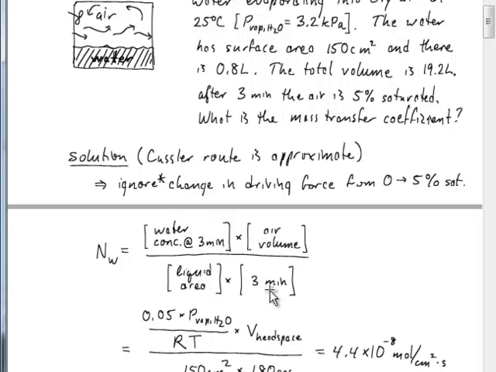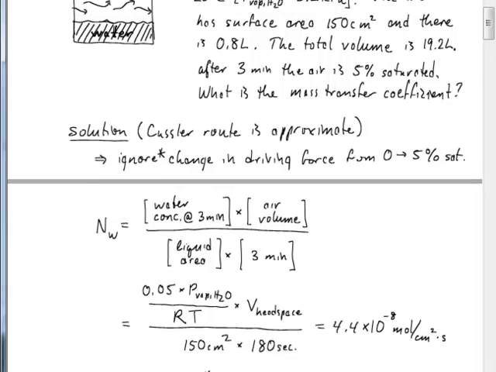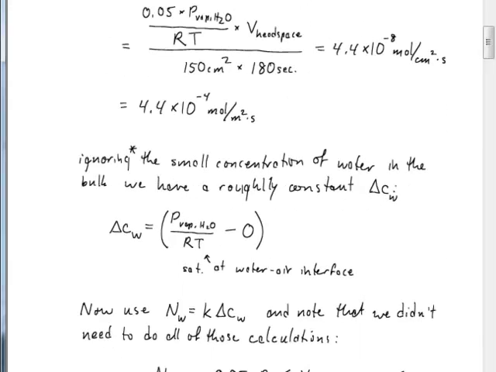it's really not changing. Okay, so now you have this is the amount that's transferred. We've got 0.05 times the vapor pressure divided by RT. That now is the concentration after 3 minutes. We multiply that by the headspace volume, divide by our area and our 3 minutes, and get a rate of water transfer per unit area as moles per centimeter squared per second, 4.4 times 10 to the minus 8 in those units. And I tend to work in moles per meter squared per second, which is 4.4 times 10 to the minus 4.